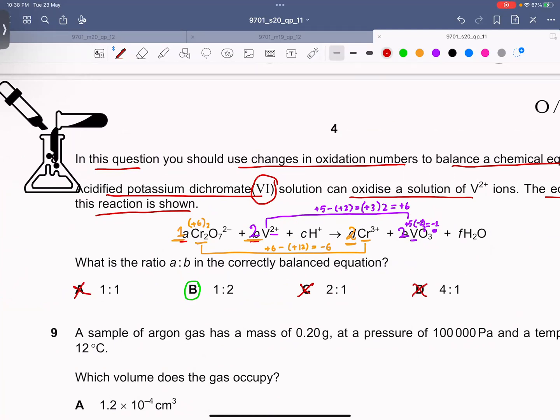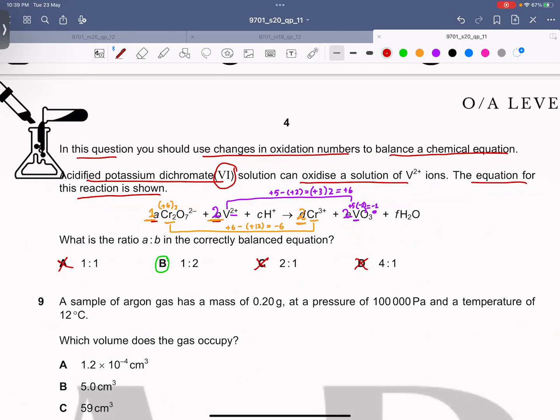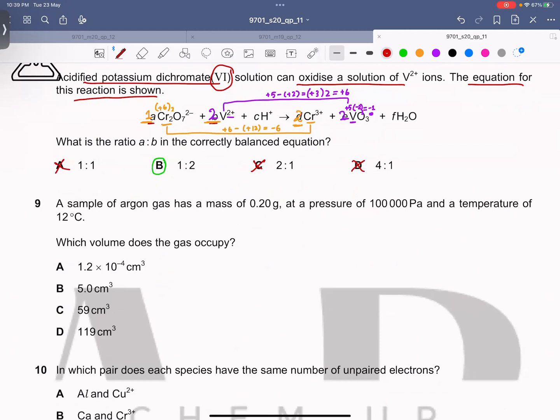Yes, is this clear to everyone? Yes. Okay, let's move to question number 9.